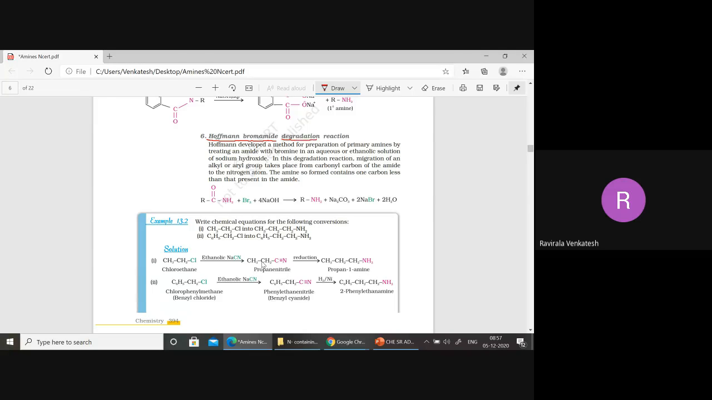Degradation means we are going less, removing carbon. For example, you observe 1 carbon you are getting less here. You are losing 1 carbon here. That is the reason it is called degradation, isn't it? Now here also we get only primary amines. Now what is the reagent we are using here? Bromine in basic solution, or we can take ethanolic sodium hydroxide. Bromine in presence of base.